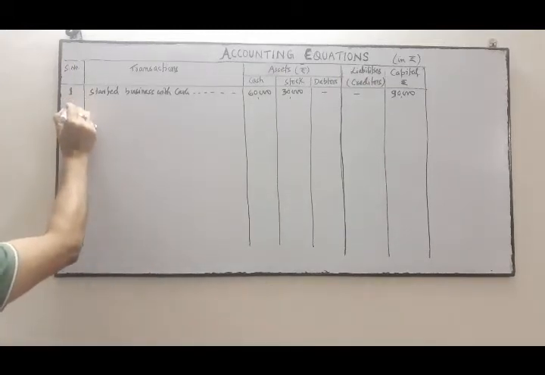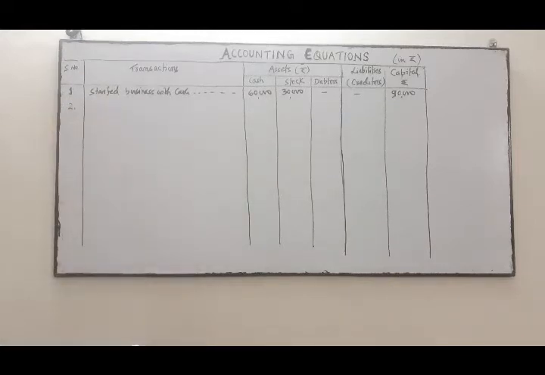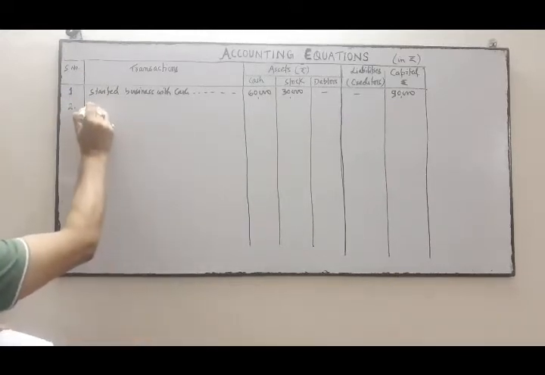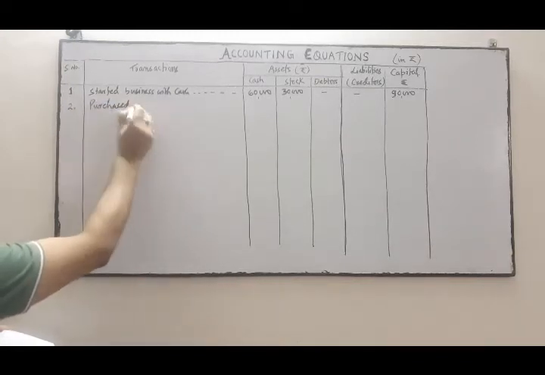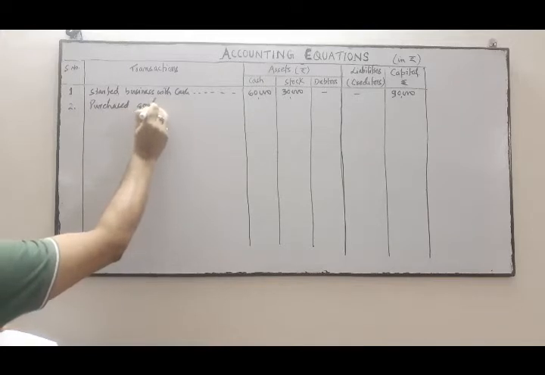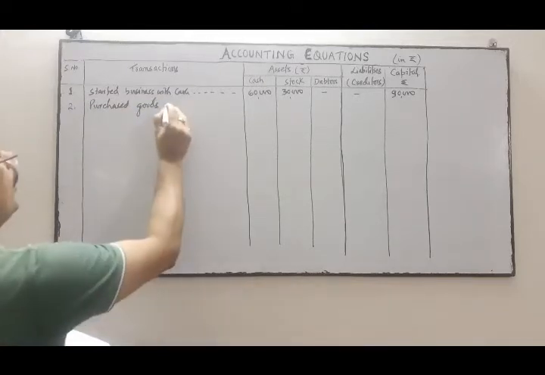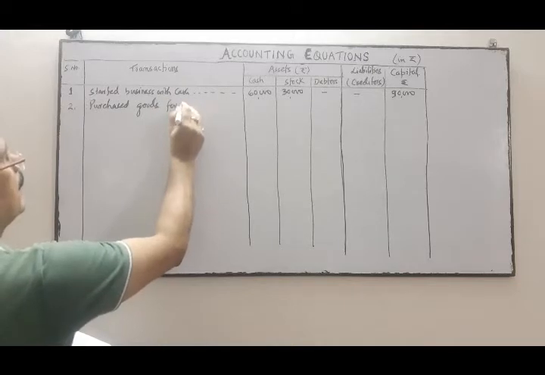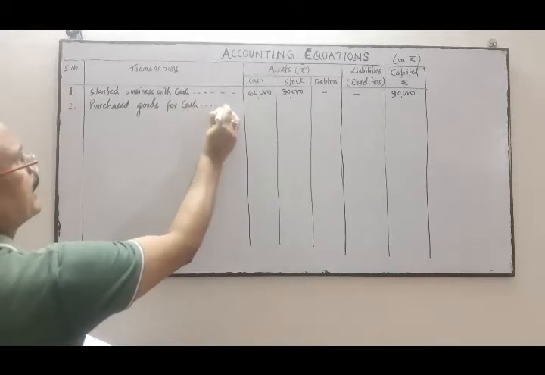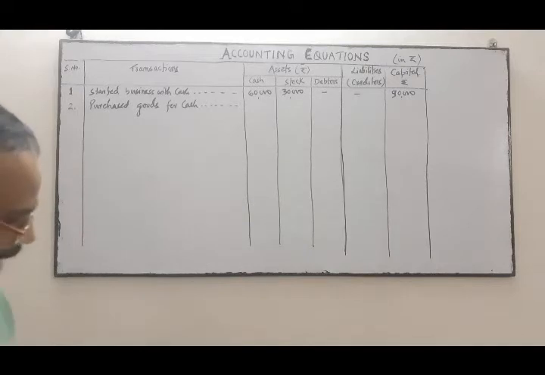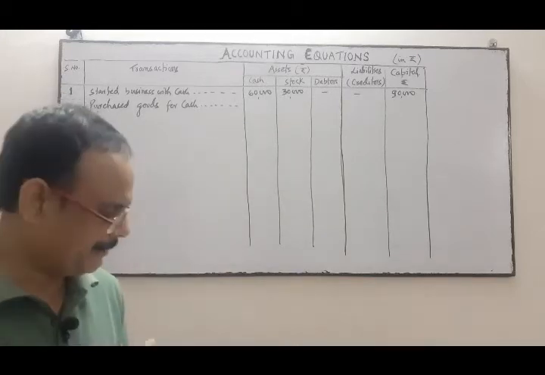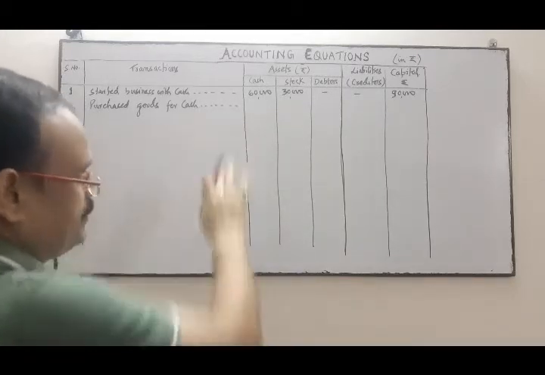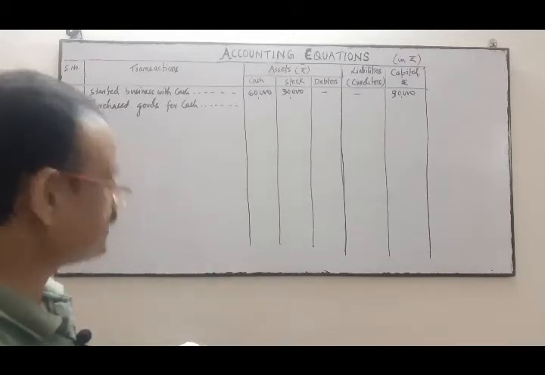Now transaction number 2. Purchased goods for cash rupees 40 and on credit rupees 25. You write the same thing over here which is given in the question, as it is, in the transaction space. Thereafter you see the effect.